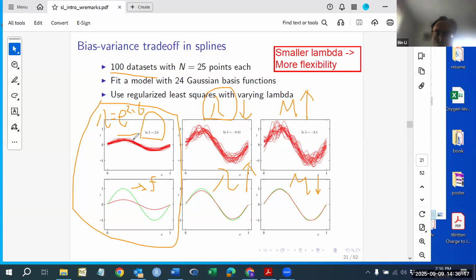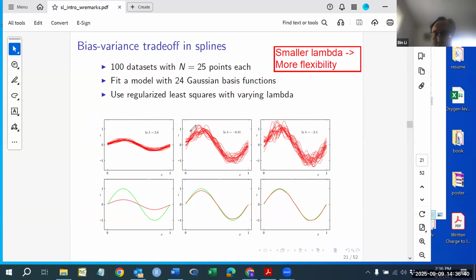Okay, so you can see when the lambda is large, the model is simple, and the bias is very large. Can you see that? The bias is huge. There's a big difference between the truth and, on average, the model. So the bias is large.